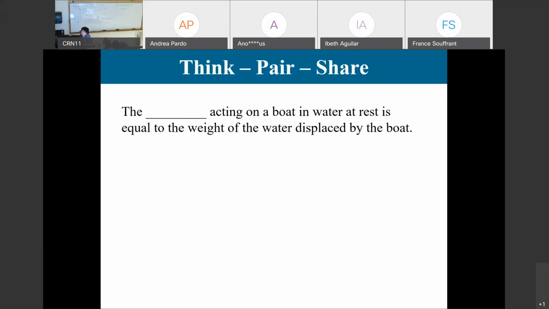Let's try to think about these guys. Acting on a boat in water at rest is equal to the weight of the water displaced by the boat. What's the answer for that?